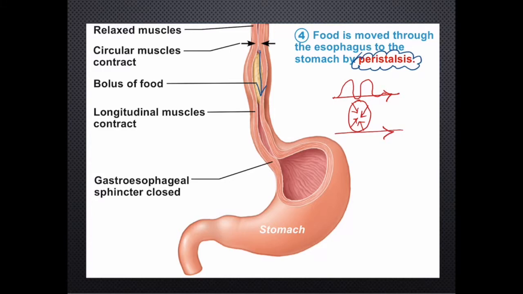So here, what kind of contraction will I be performing to allow the food to travel down through my esophagus is going to be a peristaltic movement. I will be allowing the food to travel down by peristalsis. If you notice on here, when you get the food through the esophagus, you need to keep the sphincter between the esophagus and the stomach closed, the gastroesophageal sphincter.